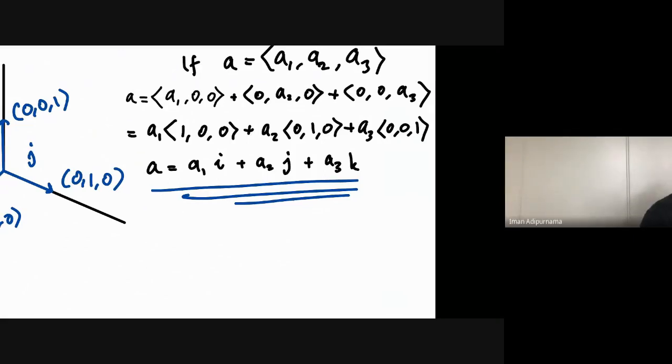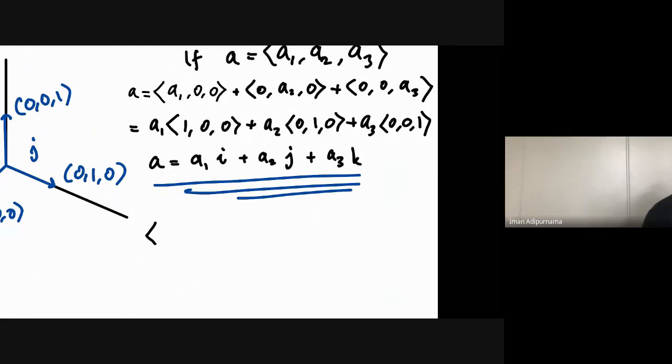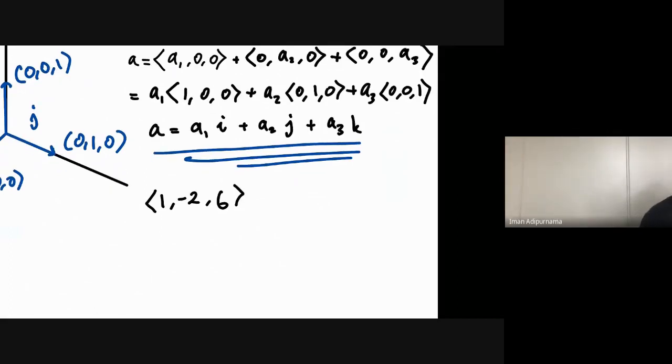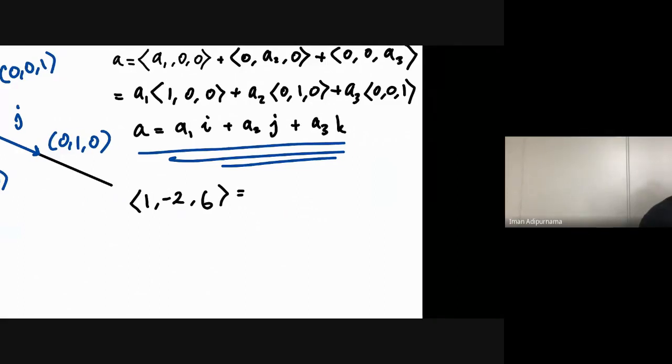So in summary, for example, you have 1, -2, and 6, or any value that you can think of in 3 dimensions. You can write this in terms of ijk. So i, and then -2j plus 6k. So from here, because we already know the ijk, what it is for and what the definition is.